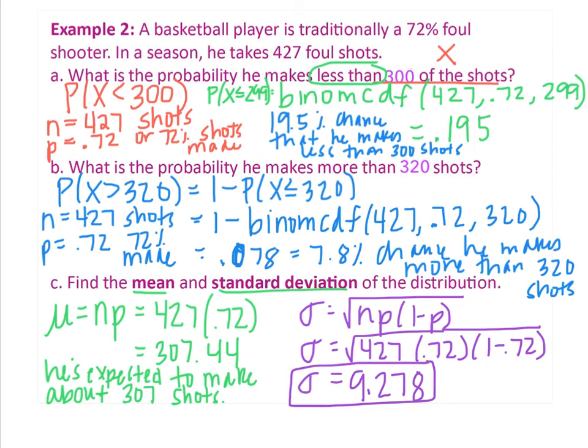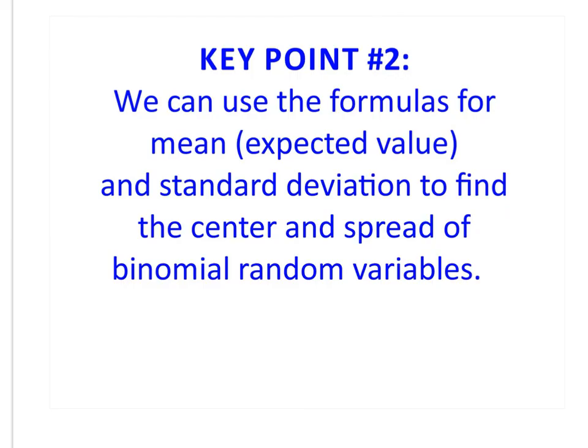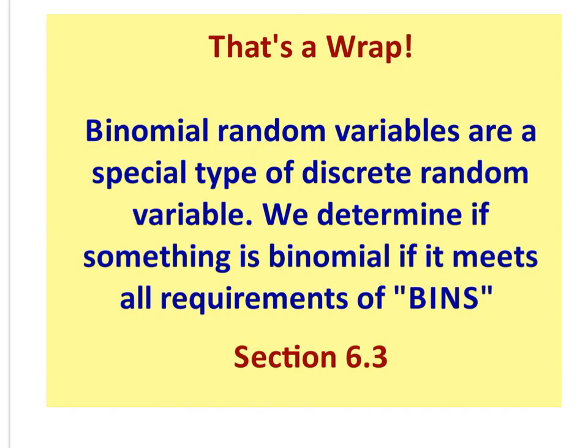So now we have 2 examples of mean and standard deviation and some more examples of stuff from class. Key point number 2, we can use the formulas for mean and standard deviation. Remember, mean and expected value are the same thing. We use those to find the center and spread of binomial random variables. And that's a wrap. Binomial random variables are a special type. Special type is key because they have different formulas than regular discrete random variables.